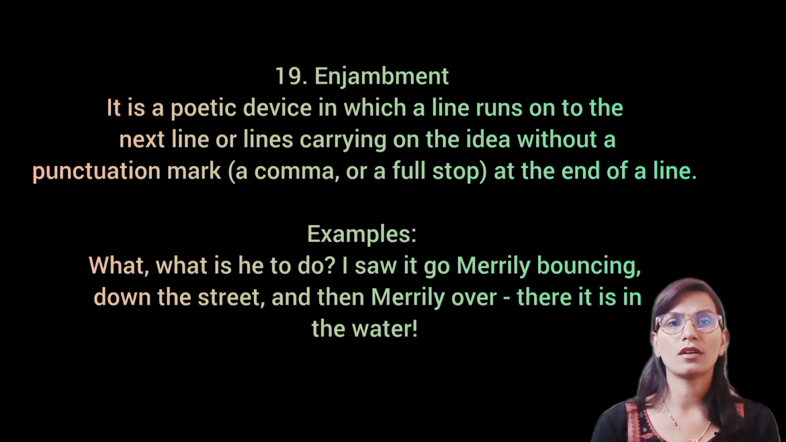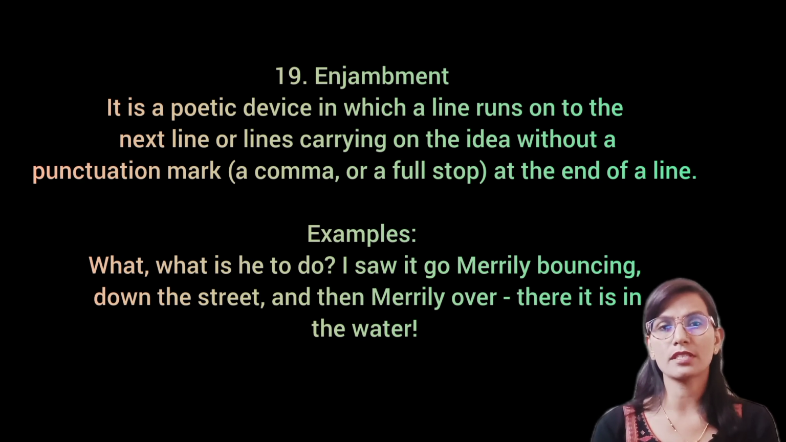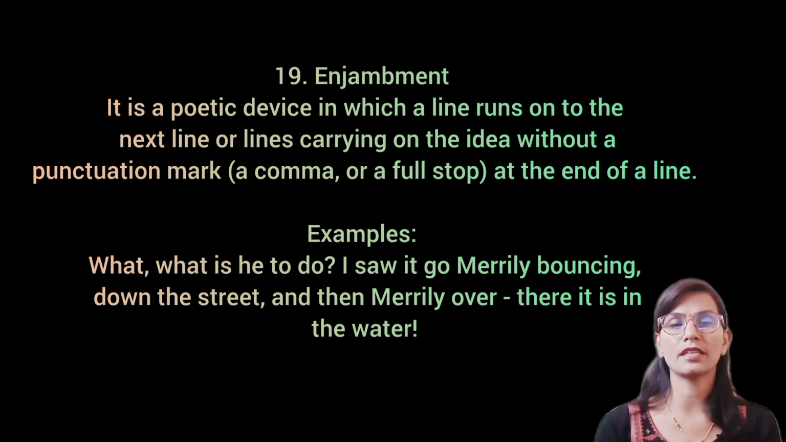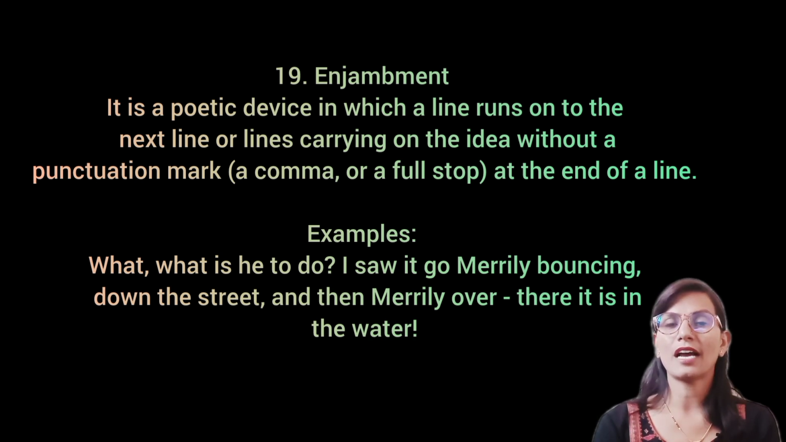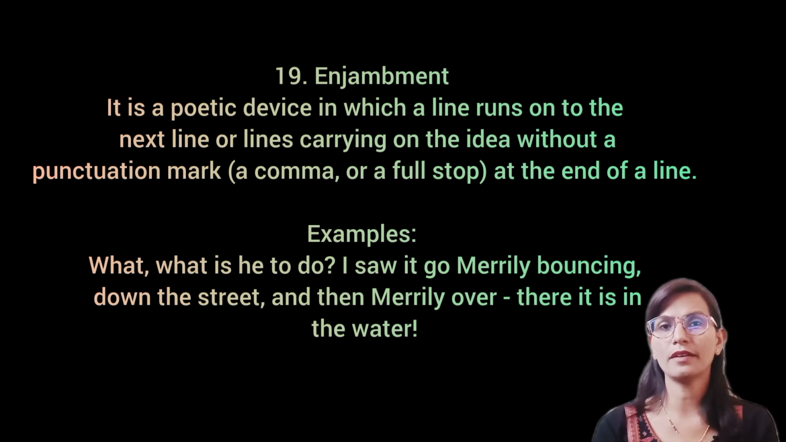For example, what is he to do? I saw it go, merrily bouncing down the street and then merrily over there. It is in the water. Here, you cannot see any punctuation at the end of each line, but after two or three lines it is given, and that is why it is called the enjambment figure of speech.